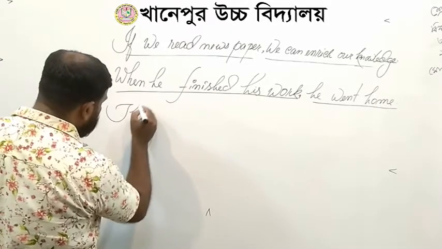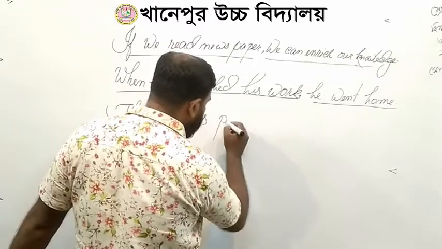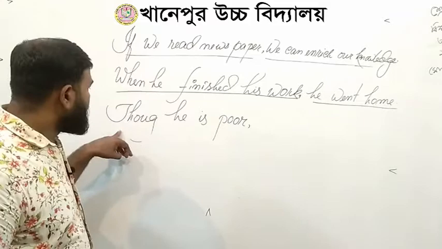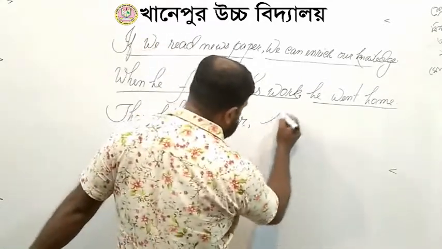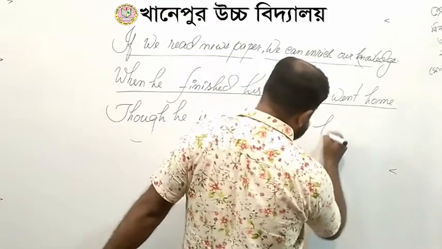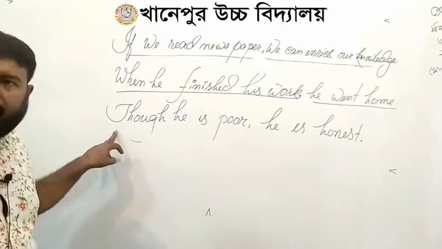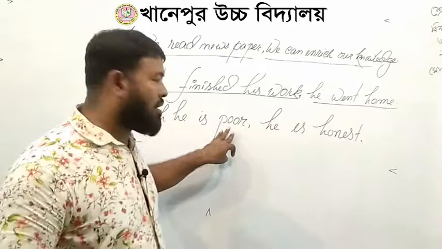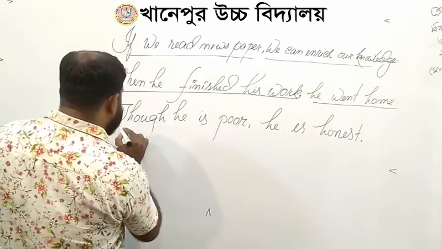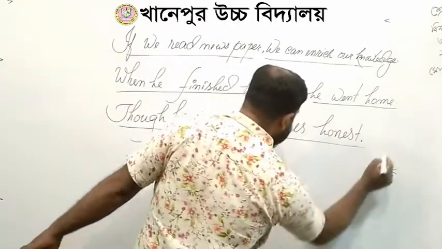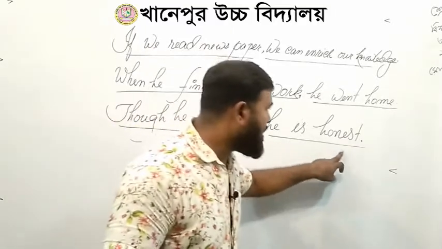Though he is poor, he is honest. Again, look at the sentence. Though he is poor, he is honest. Just find out two parts. One part is though he is poor, the other part is he is honest.